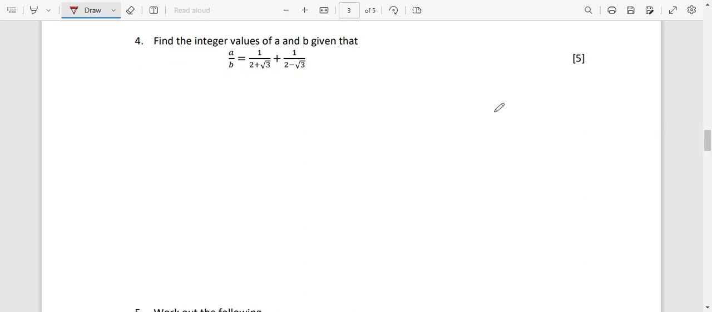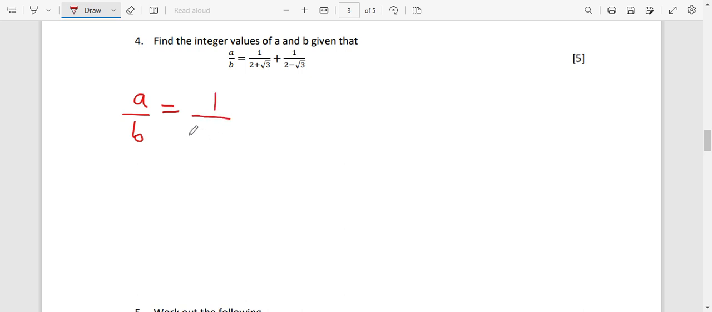Okay, let's answer this one. Find the integer values of a and b, and you should answer those two questions we've left on top. If you can send me the answers in my inbox, we'll see if you get them correct. Find the integer values of a and b given that a over b is equal to 1 over 2 square root of 3 plus 1 over 2 minus square root of 3. We want to find the values of a and b, and it says integer values. I hope we know what integers are.